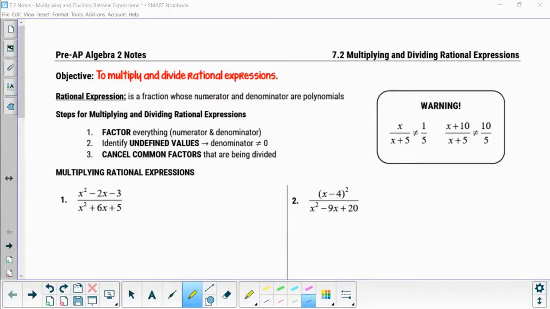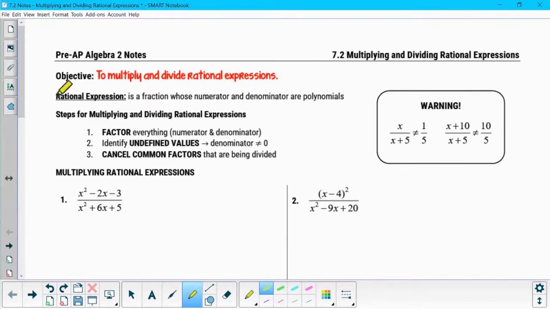Welcome to 7.2 Multiplying and Dividing Rational Expressions. And that is our overall objective of this lesson. First thing we have to talk about is what is a rational expression? It's a fraction whose numerator and denominator are polynomials.